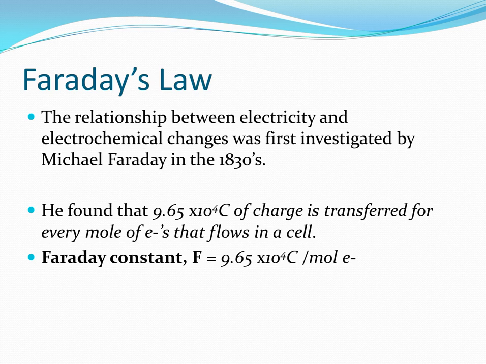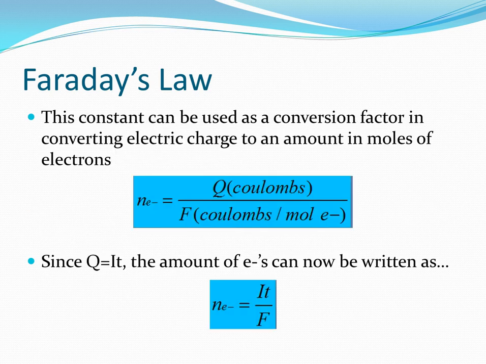Faraday's constant is given to you in the data booklet, but the formulas you will need are not. The number of moles of electrons can be determined by dividing the charge by Faraday's constant. We can combine the formula for charge so that we can use the amount of current and the amount of time to calculate the number of moles of electrons.